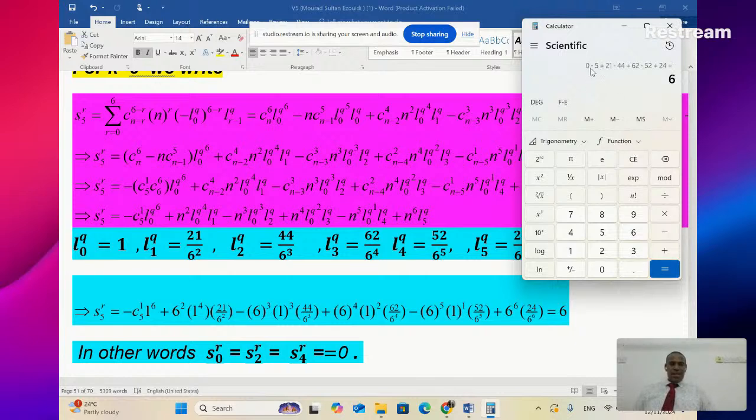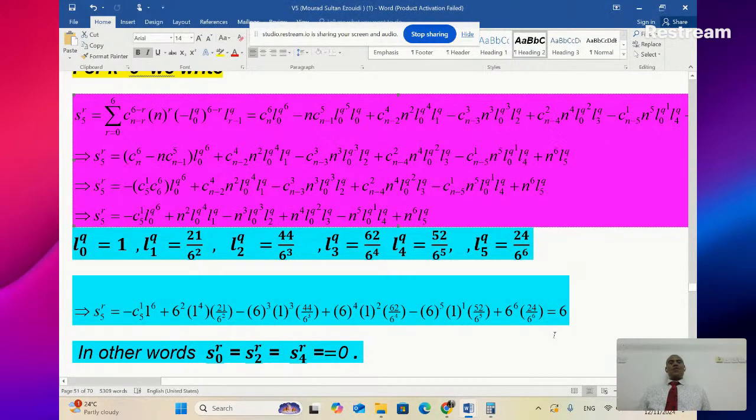Let's see again. Negative 5, plus 21, minus 44, plus 62, then minus 52, then plus 24. Equal to 6. Okay, so now I get my coefficient of my new 6-degree polynomial equation.